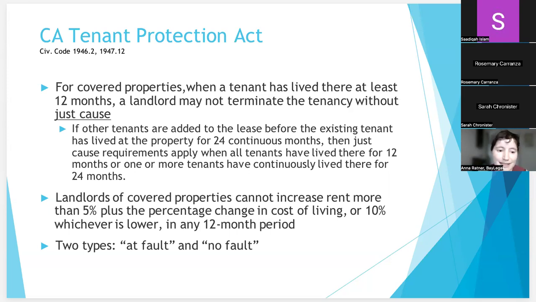Also, it's not as relevant to our presentation today, but the Tenant Protection Act also limits the amount that a landlord can raise the rent in any 12-month period to 5% plus the percentage change in the cost of living, or as a shorthand, no more than 10%. There are two types of just cause bases for eviction under the Tenant Protection Act. They're called at-fault just causes and no-fault just causes. Next slide.